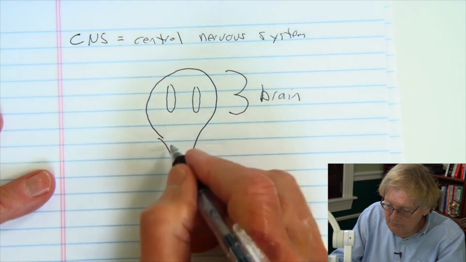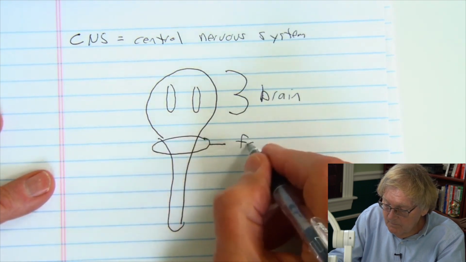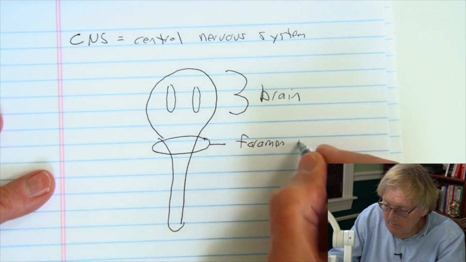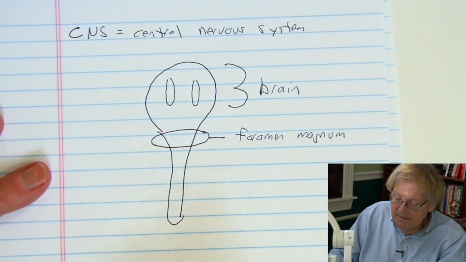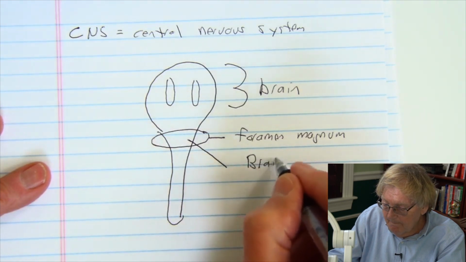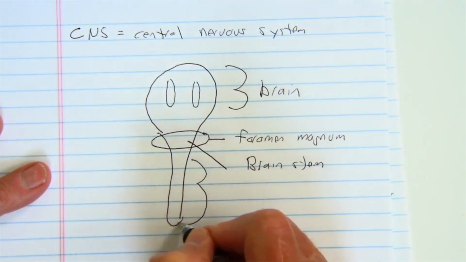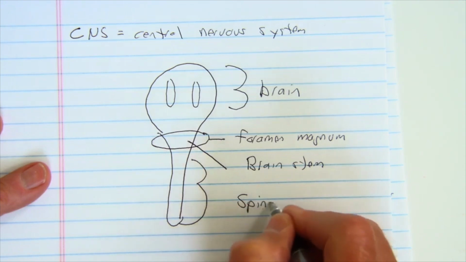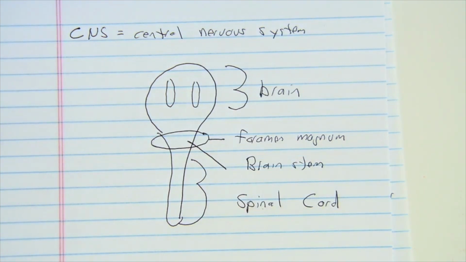I know that this region right in here, so if this is the foramen magnum, which is the largest opening in the skull, in the cranial vault, this is actually going to be the other portion called the brain stem. And then from there down is going to be the spinal cord. So the big picture is the central nervous system is comprised of the brain stem and the spinal cord.